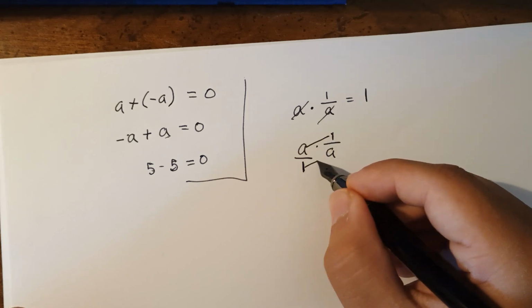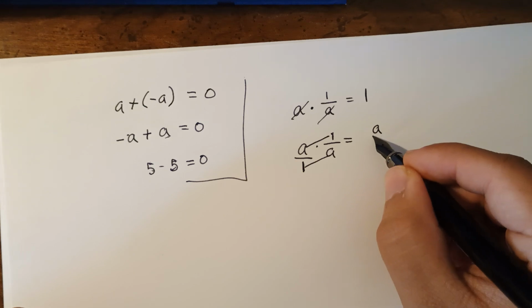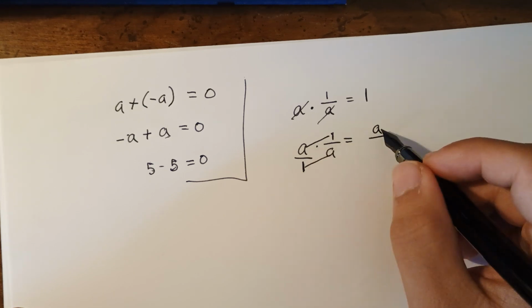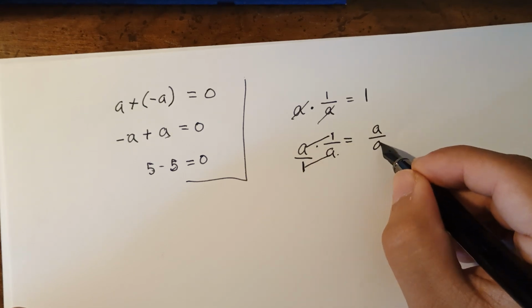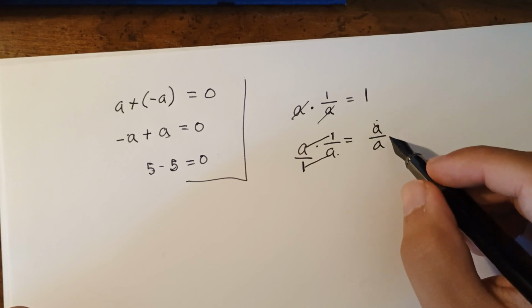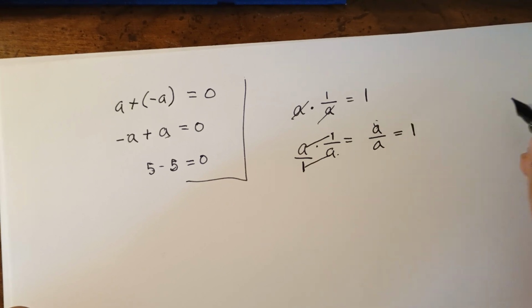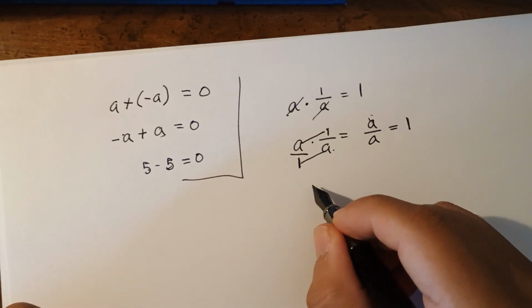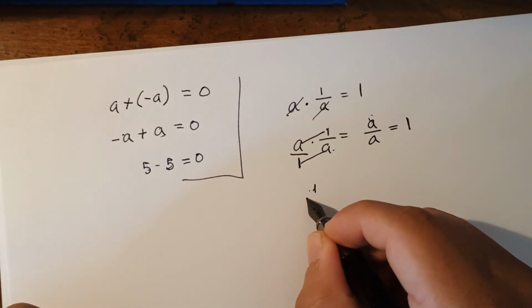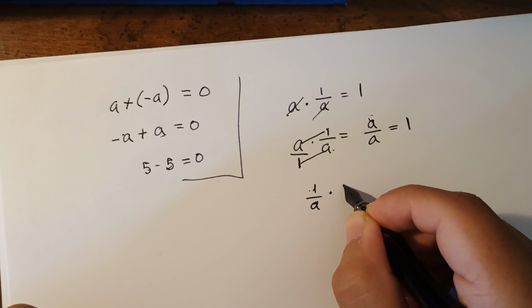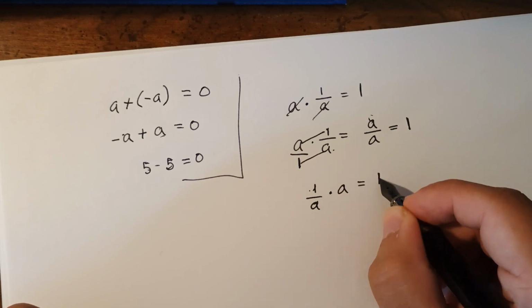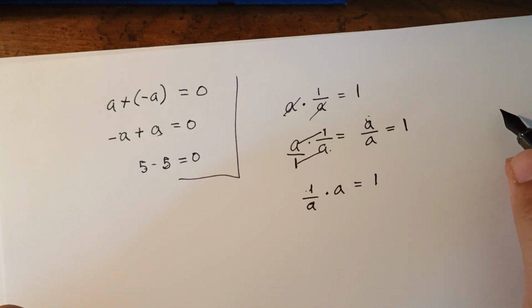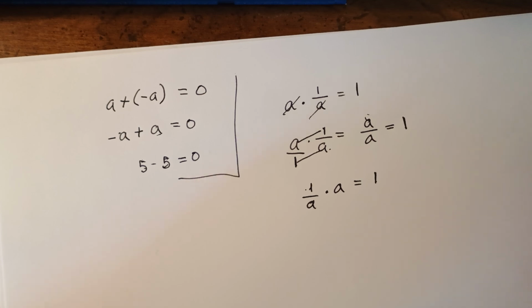You just multiply across, right? And you're left with a over a, right? Because a times 1 is just a, 1 times a is just a. And when you have the same on both top and bottom, it's just 1. So yeah. So whenever you're multiplying something like this, 1/2 times 2, you're just going to get 1. So yeah, that's the inverse property of multiplication. And that's about it for the properties of numbers.